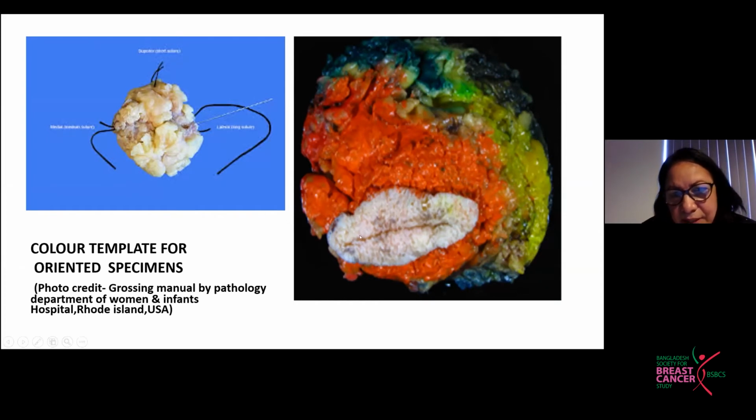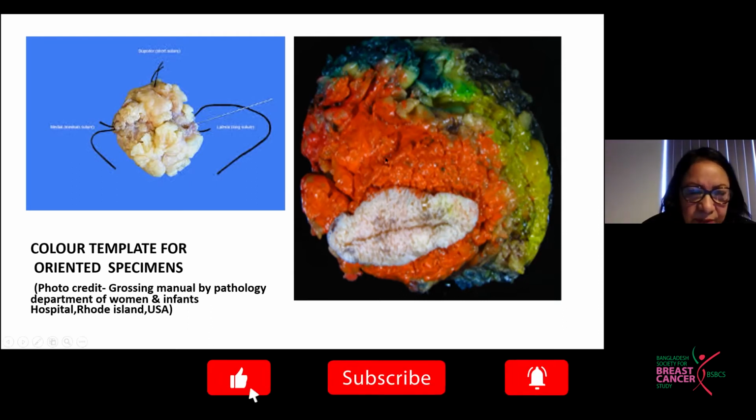Here is the anterior surface. There is a template for coloring the specimen. So this is the anterior surface of the specimen. There is a small skin flap attached, which is colored orange. We can see other colors beyond, on the periphery.